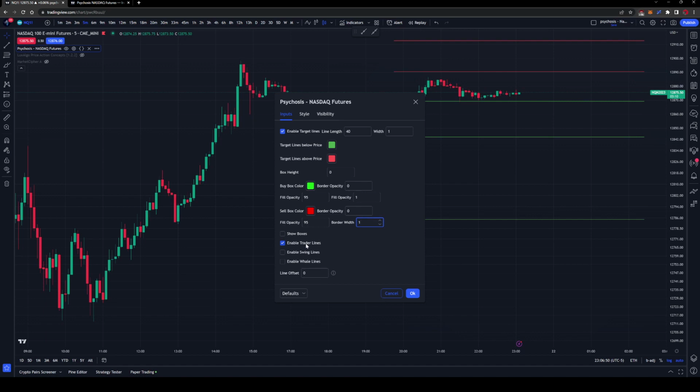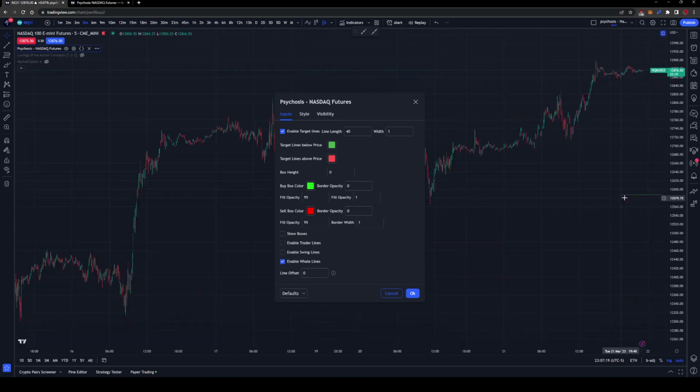Trader lines. All right, there's more of them, let's just say that. Those are plotted from the daily candles. The swing lines are plotted from the weekly candles, and the whales are plotted from the monthly candles. The monthlies have way higher weight behind them. They work way better. You can see that this one actually popped off of that.